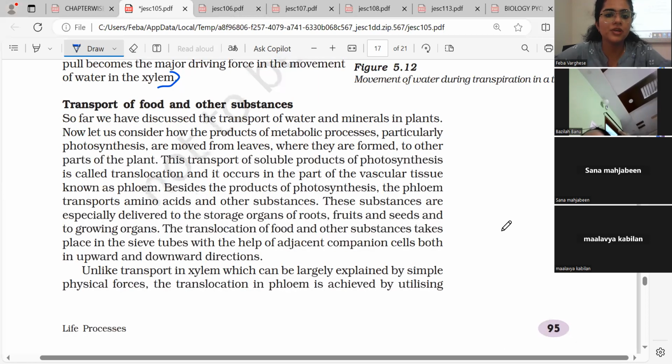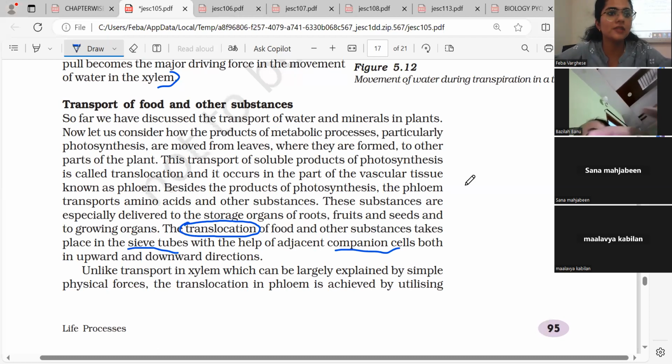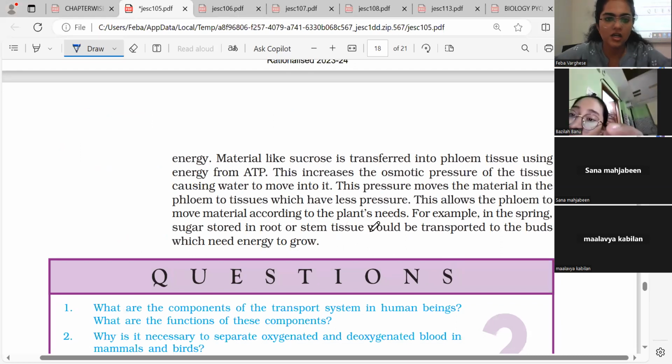Now transport of food and other substances. What is this process called? Transportation of food is called translocation, right? Translocation is the movement of food materials, and it happens through the sieve tubes. Sieve tubes are the components of the phloem cells only. So through the sieve tubes, it's going to move through the adjacent companion cells, and the movement is bidirectional. The movement of food is bidirectional, both upward and downward movement happens. But what about the xylem movement? The water in the xylem moves unidirectionally, only from the roots to aerial parts of the plant. It's not going to happen bidirectionally. Remember all these kinds of things.